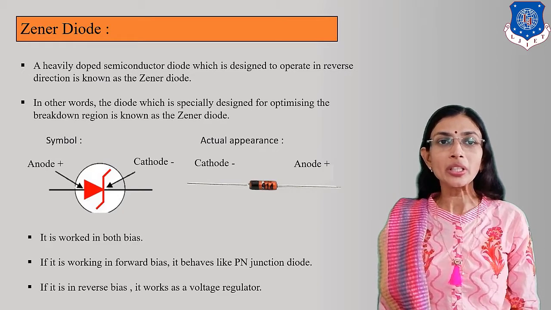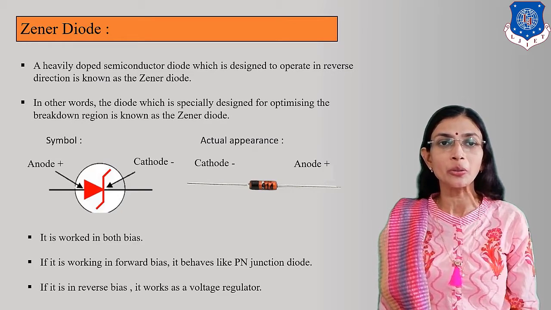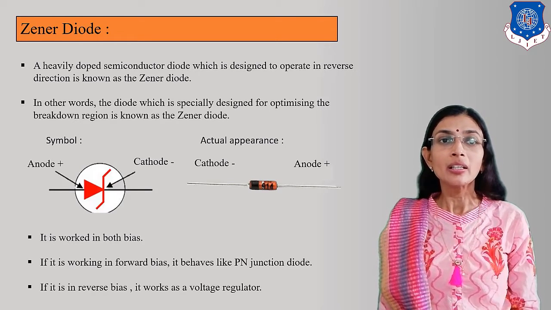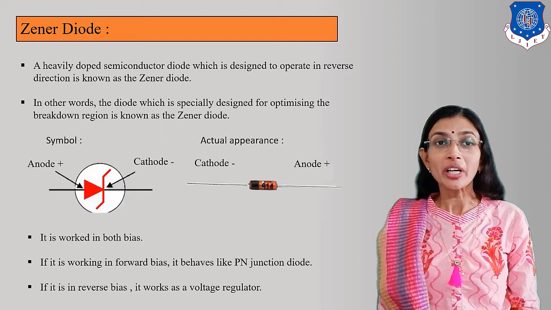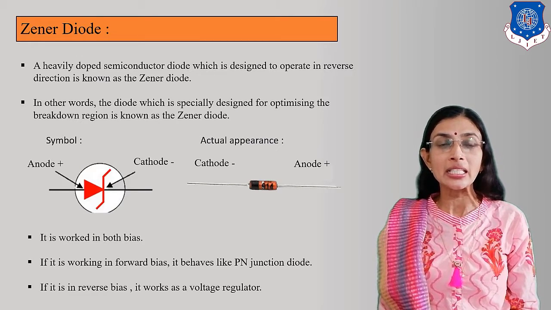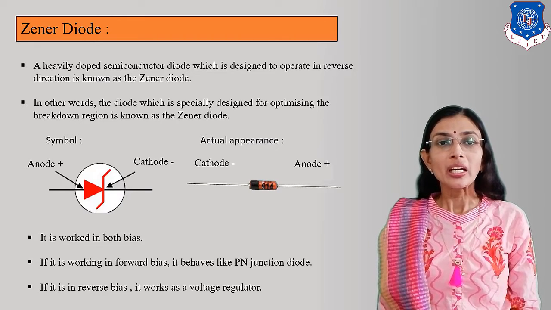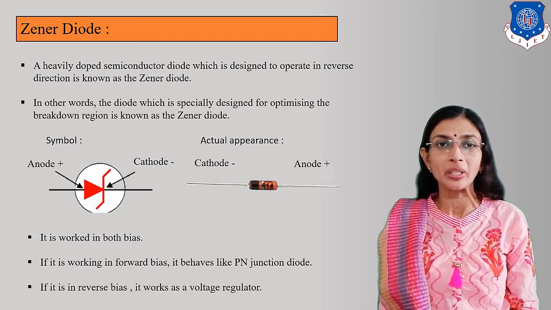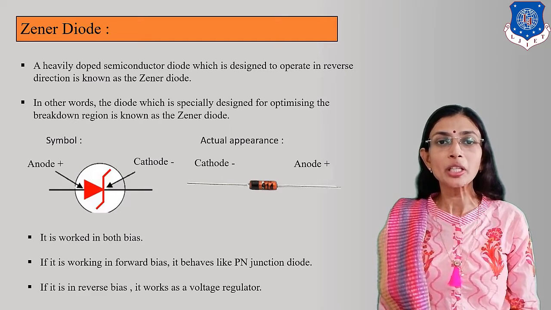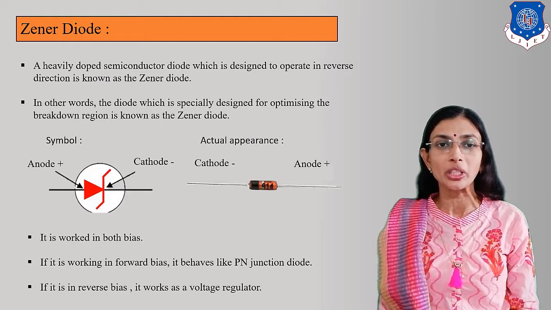The Zener diode is a heavily doped semiconductor diode and it is specially designed for application in the breakdown region. That means it works in reverse bias. So the working principle of Zener diode is that it is used in reverse bias condition. Look at this. This is the first diagram of the symbol, which has the anode and cathode, positive and negative two terminals, and the second figure shows the actual device with the two terminals.